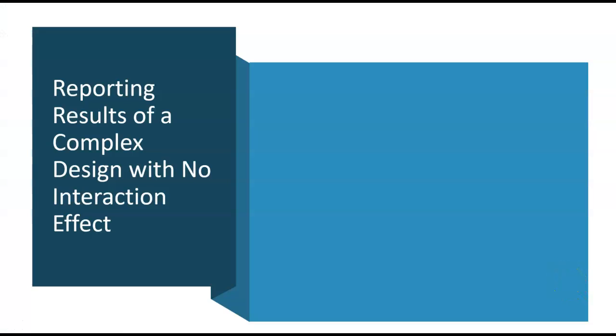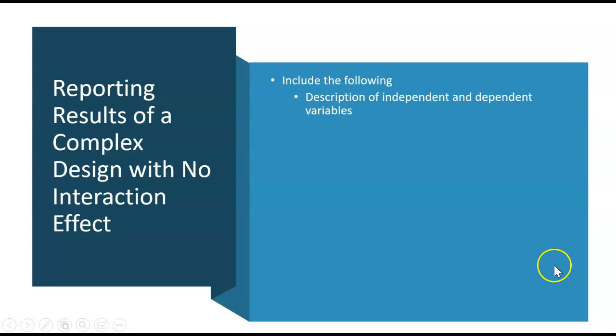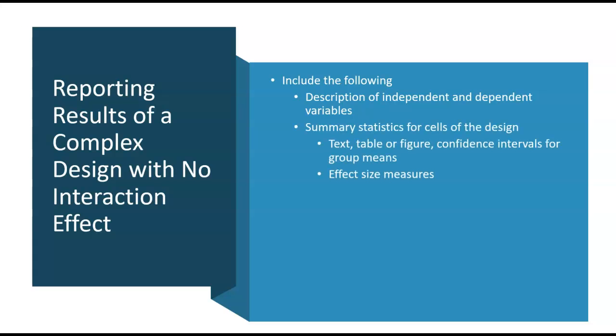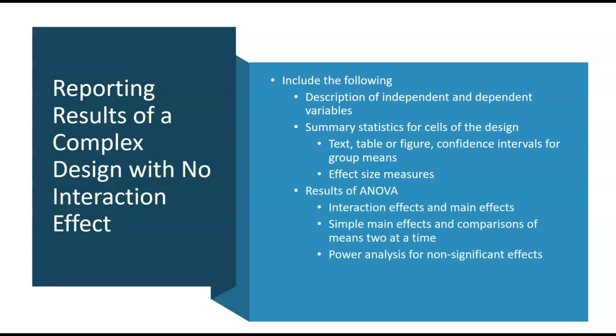Now, how do you report the results when you don't have an interaction effect? What you include when you're giving your description of these findings, you're going to get the descriptive statistics for your independent variable groups on your dependent variables. Typically, we do this in the form of a table, sometimes a figure. If you have a small enough number of means, you can do it in the text. You also are expected to provide effect size measures.